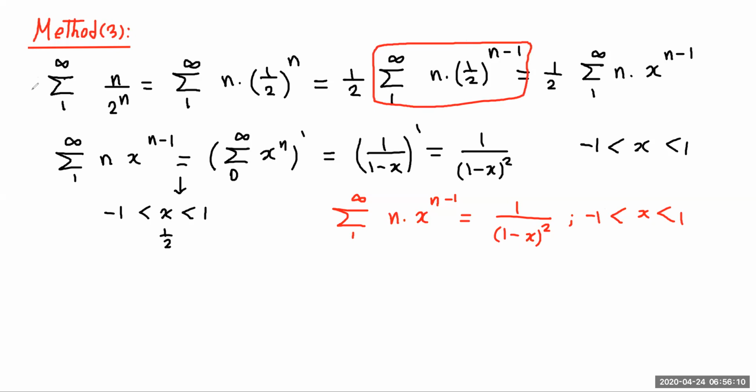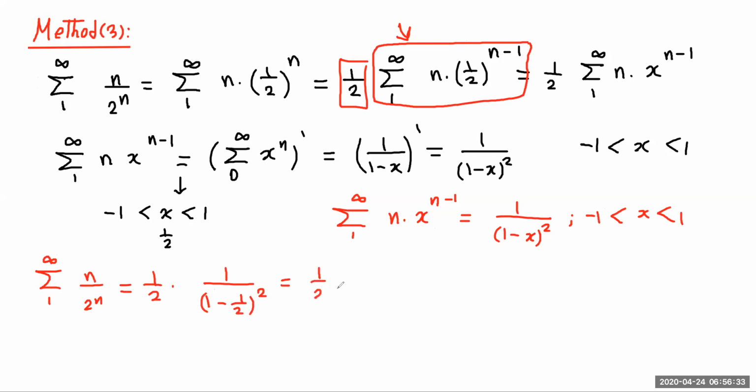So let's repeat. My series now, sigma n over 2 power n from 1 to infinity, equals a half. I have a half here outside times this sigma here. This is equal, using the formula, to 1 over 1 minus a half power 2. So it's a half times 1 over a half power 2, 1 over 4. So after calculating, it's 2. So it's the same answer as the first method.